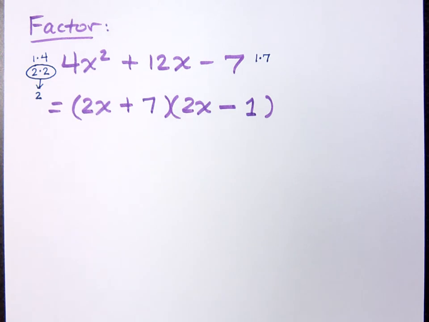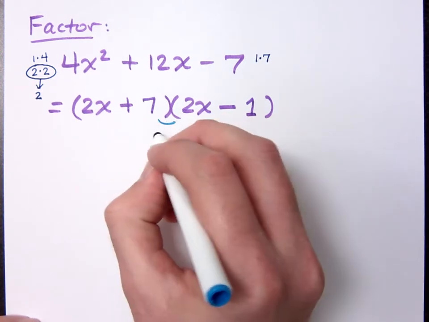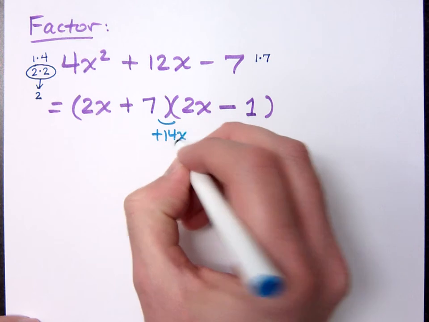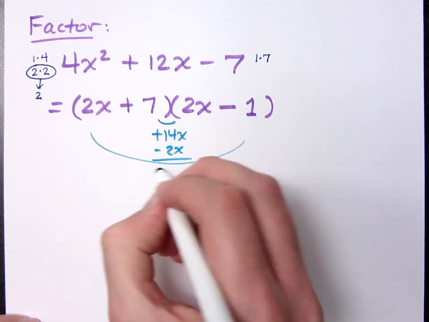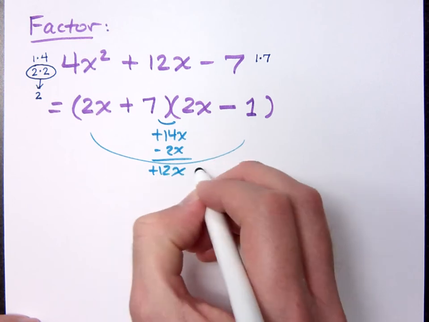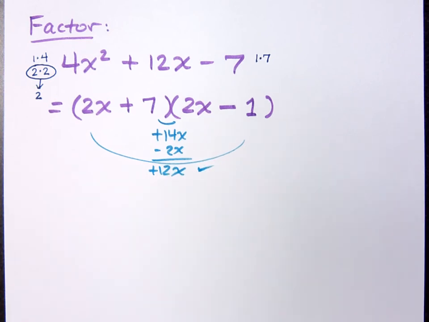Let's check this to make sure. What do you get here in the middle? Plus 14x. What's on the outside? Negative 2x. Minus 2x, so there's your positive 12x. Questions about that guy? Does it make you happy?